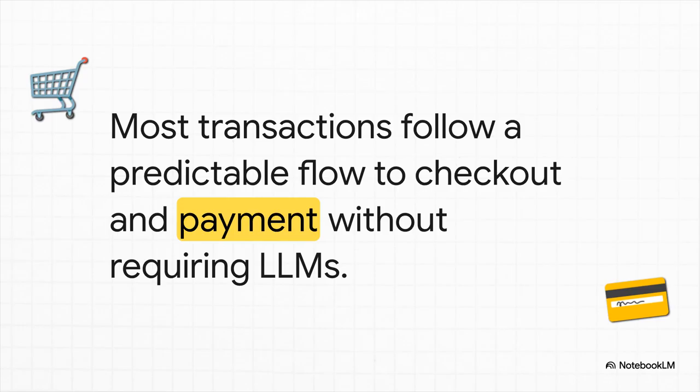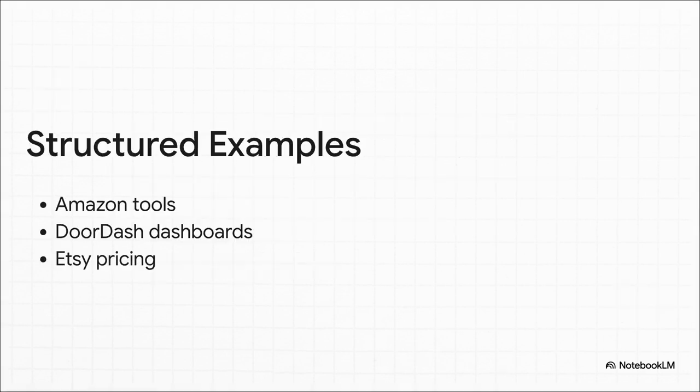And the absolute most important takeaway here: structured data does not require an expensive large language model. For this specific type of structured conversion gap, basic rules and traditional machine learning are exactly the right tools. Take Amazon's seller intelligence tools, DoorDash's partner dashboards, or Etsy's pricing suggestions. These platforms use simple rules to handle deterministic cases. For instance, if a cart is abandoned for exactly 2 hours, a rule triggers an automated re-engagement email.